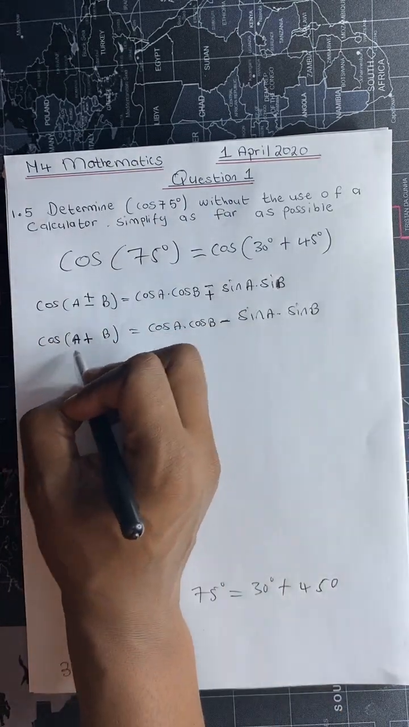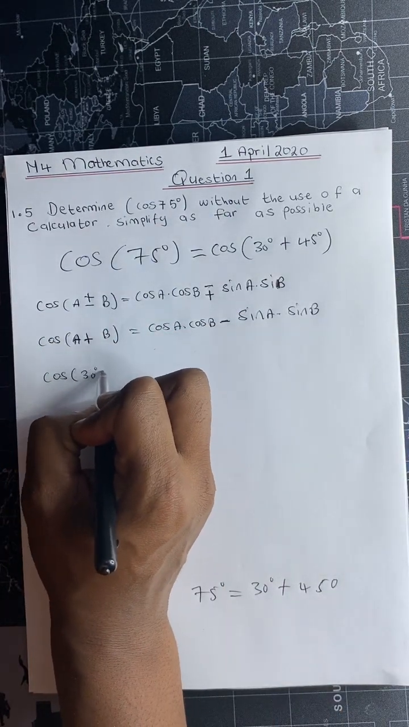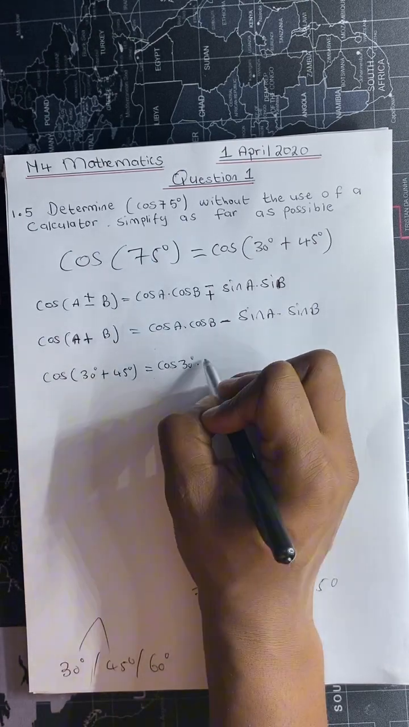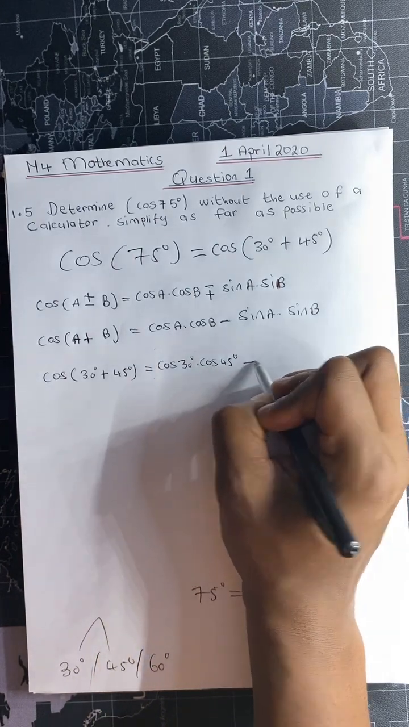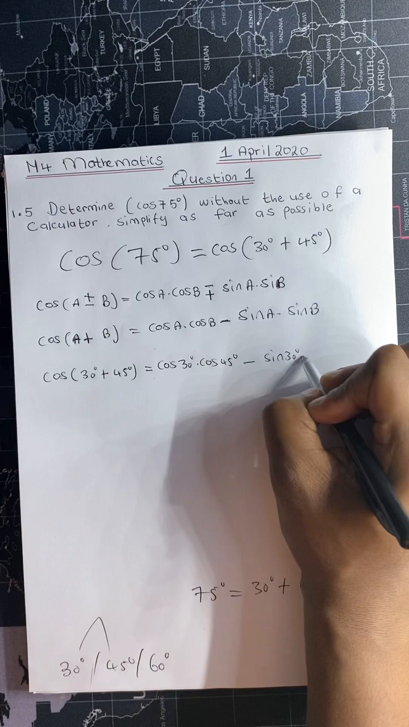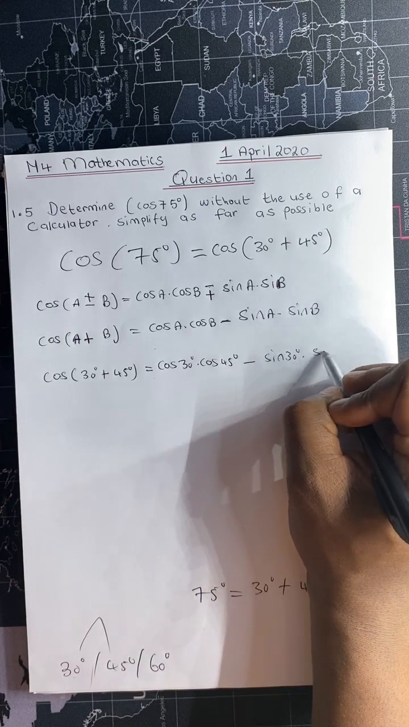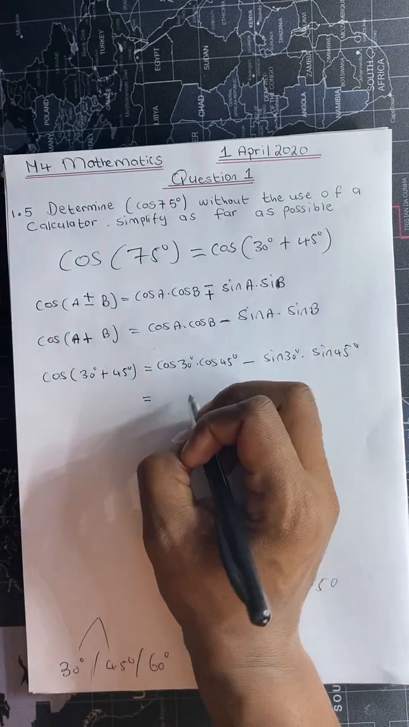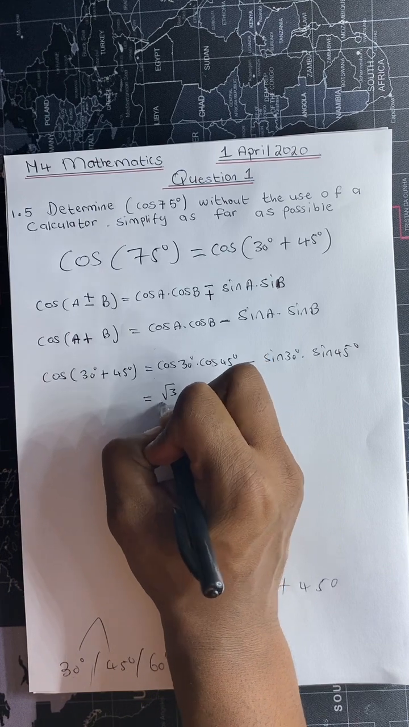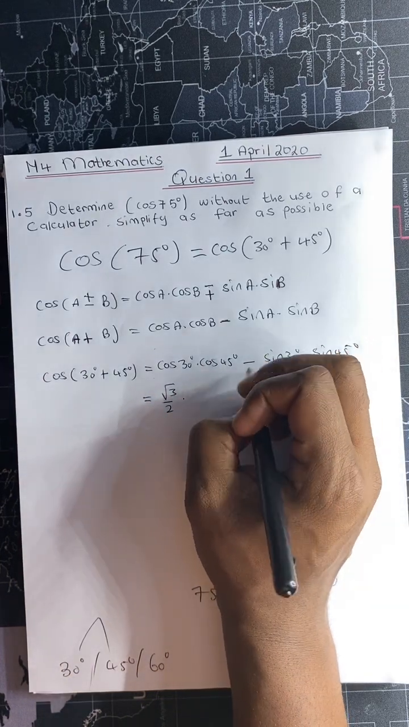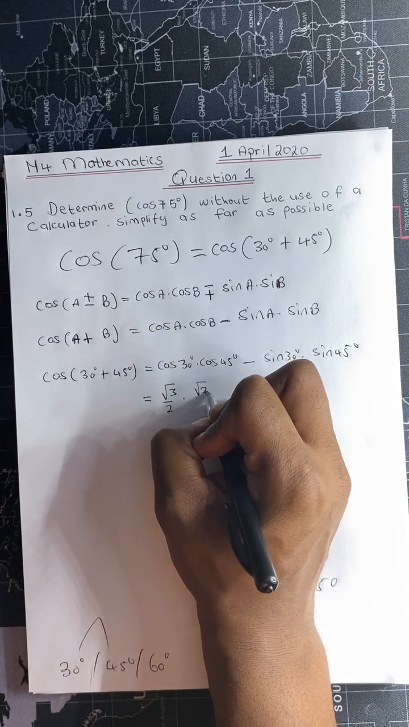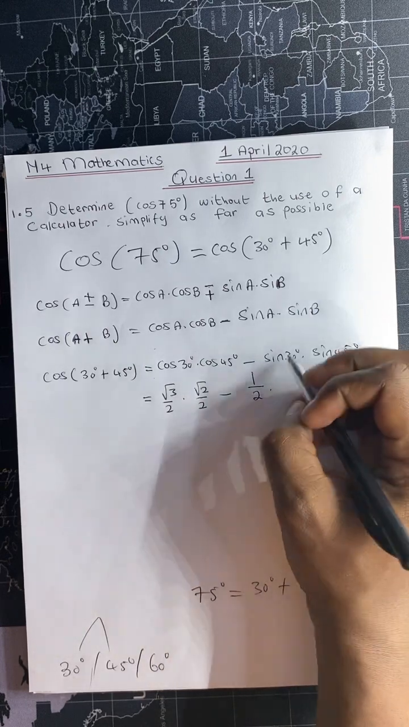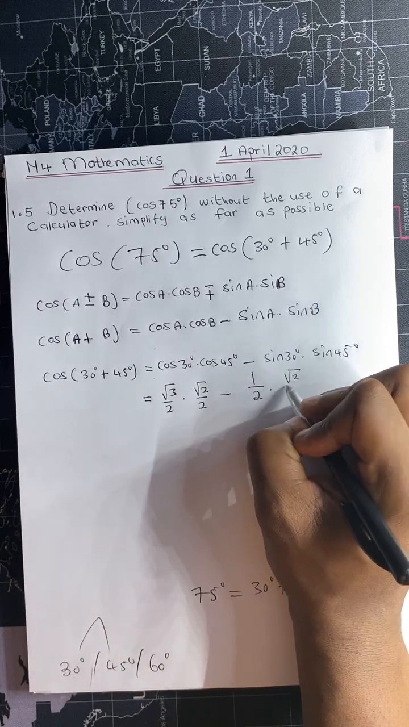From here, we can see that we'll have cos of 30 degrees plus 45 degrees. This will be equal to cos of 30 degrees, cos of 45 degrees, minus sine of 30 degrees multiplied by sine of 45 degrees. So cos of 30 degrees is equal to the square root of 3 over 2, and cos of 45 degrees is equal to the square root of 2 over 2, minus sine 30 degrees is equal to 1 over 2. Sine 45 degrees is also equal to the square root of 2 over 2.